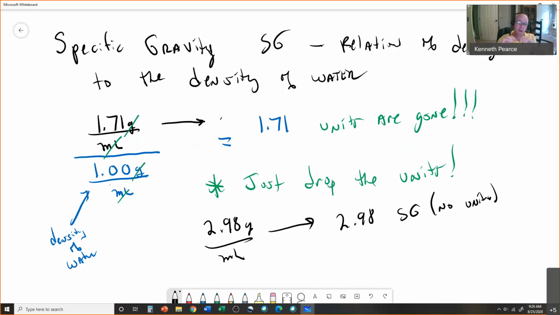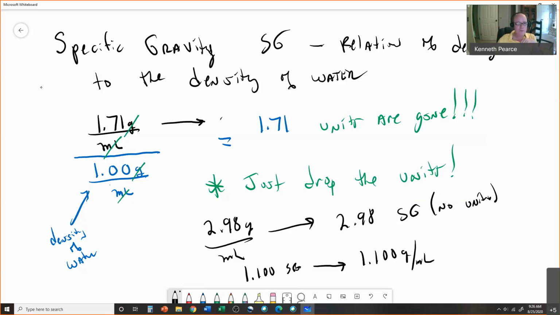Don't overcomplicate these things. Chemistry is hard enough. Specific gravity is super easy, super easy. And if you want to go back to density, let's say you have a specific gravity, let's say 1.100, with no units. Let's say you have an SG of 1.10. What do you do? You just put the units back on. That's all you have to do. You just put the units back on. And so there you go. You go right back to the density.